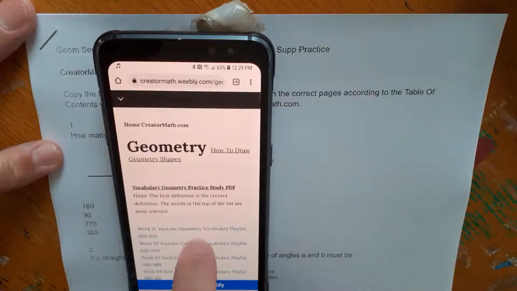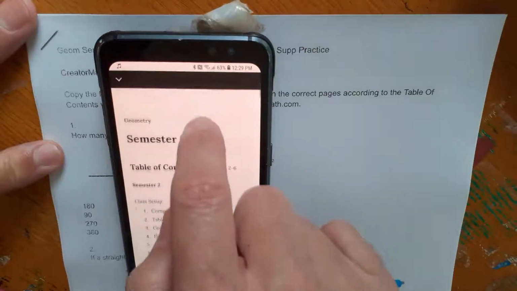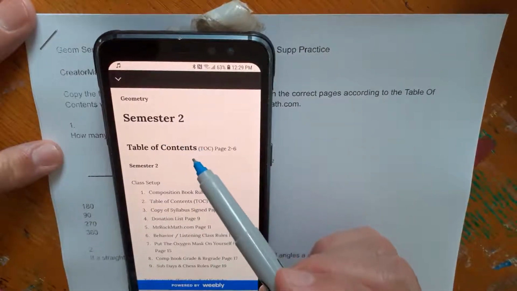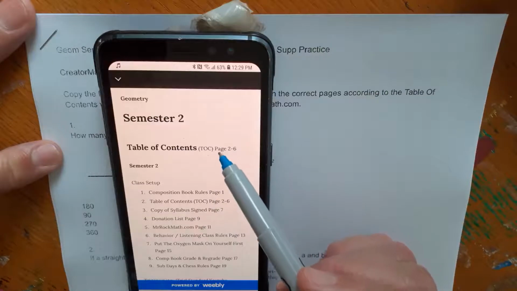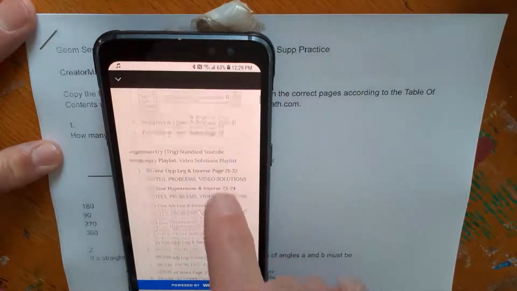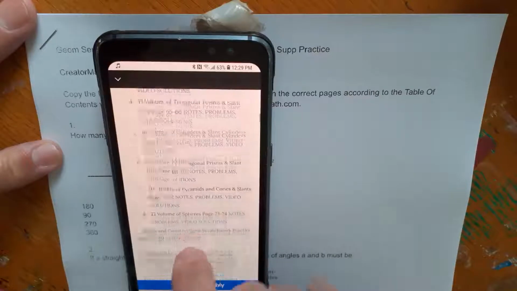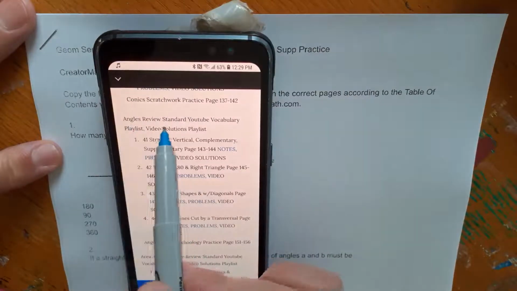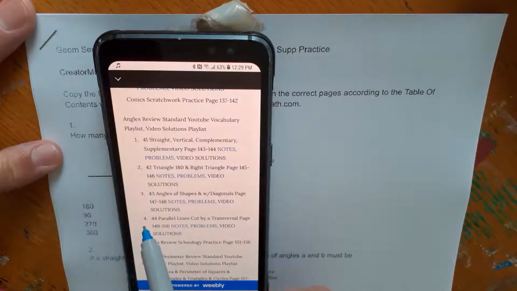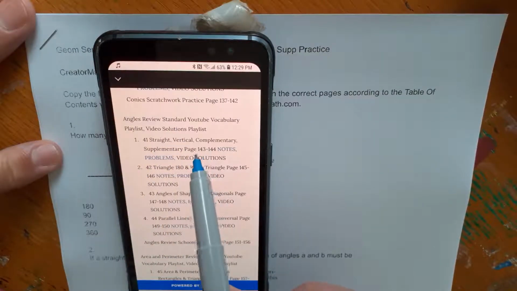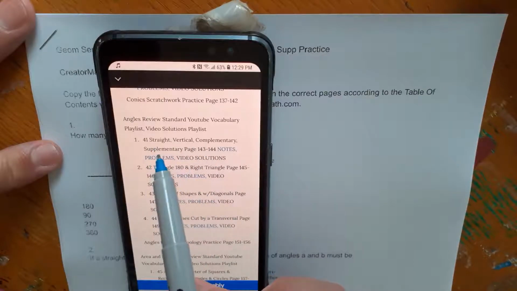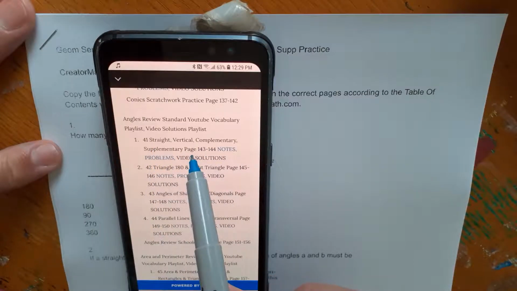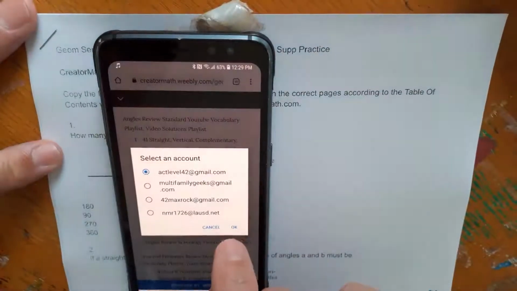We're going to pass by vocabulary and get to the table of contents. This is semester 2. Table of contents, it goes on pages 2 through 6 of your composition book. You're going to copy this whole table of contents in. Let's get to this unit down here. So here we go, Angles Review. There are 4 lessons within this. This first lesson is straight, vertical, complementary, supplementary. Don't take this page number. You're going to look at the actual table of contents, but here are the page numbers it goes on, and here are the notes that go on those pages.